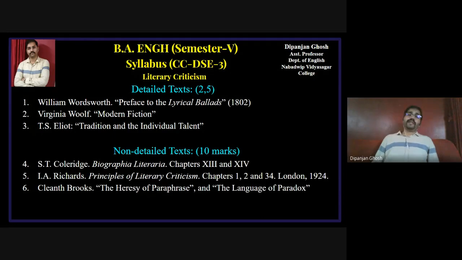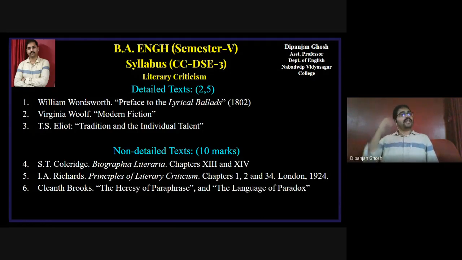But ultimately, whenever I think of Biographia Literaria and Principles of Literary Criticism, or The Heresy of Paraphrase, or The Language of Paradox, that is Coleridge, Richards, and Brooks, it is better for you to read the text carefully, though these are not in your detailed texts under this particular group. I will obviously suggest that you please go through the text carefully, because if you go through the actual writing by Coleridge or Richards or Brooks, then it will provide you the confidence. Such confidence you will certainly lack if you go through the summary portions of these texts.